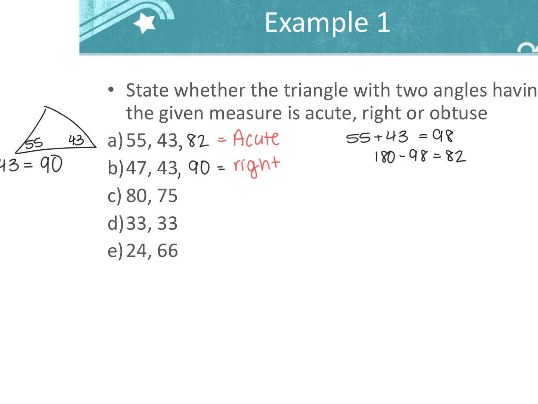All right, hopefully we finished. Go ahead and check these. For C, I will go ahead and just write them out. For C, if I were to add 80 plus 75, what would I get? 155. So think about it. If 2 out of my 3 angles already equal 155, what would my third angle be? Would it be smaller than 90 or larger than 90? It would have to be smaller than 90. If you did it correctly, it should have been 25. All these angles are smaller than 90, so this should have been acute.